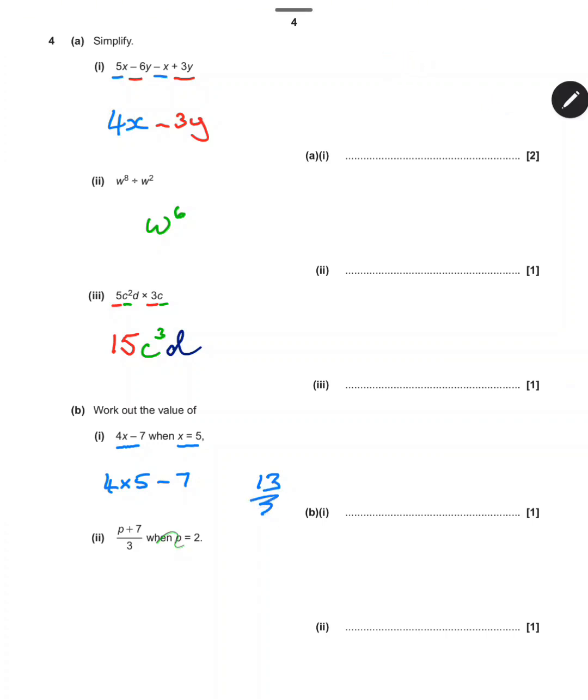And then final part of this question, we've got another expression here, and we're told that p is 2. So we're going to do 2 added to 7, then divide by 3. 2 add 7 is 9, and 9 divided by 3 is 3.